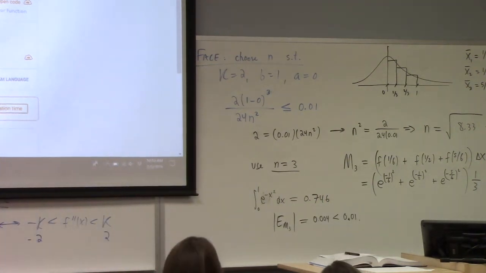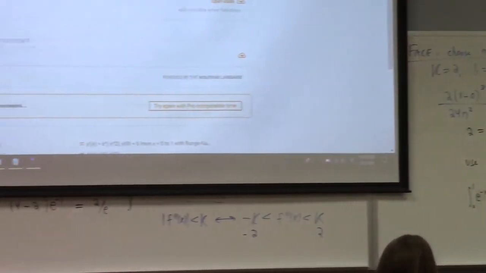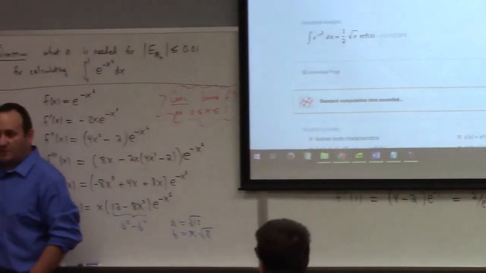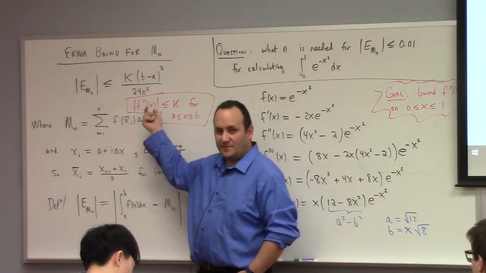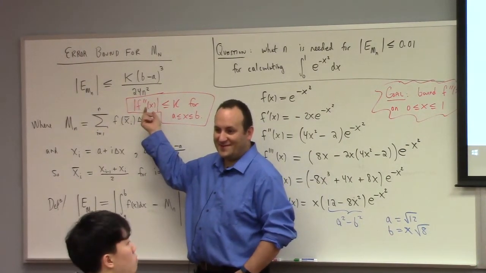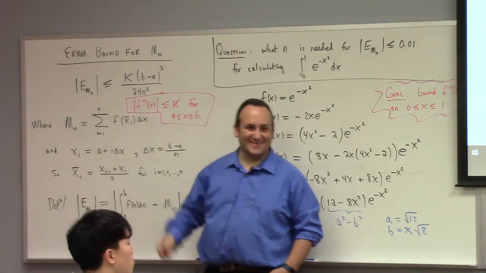Well, the theorem about bounding the error, it involves, you have to bound the second derivative for the midpoint rule error. Be glad I didn't ask about the error in Simpson's rule. That involves bounding the fourth derivative. Yeah.